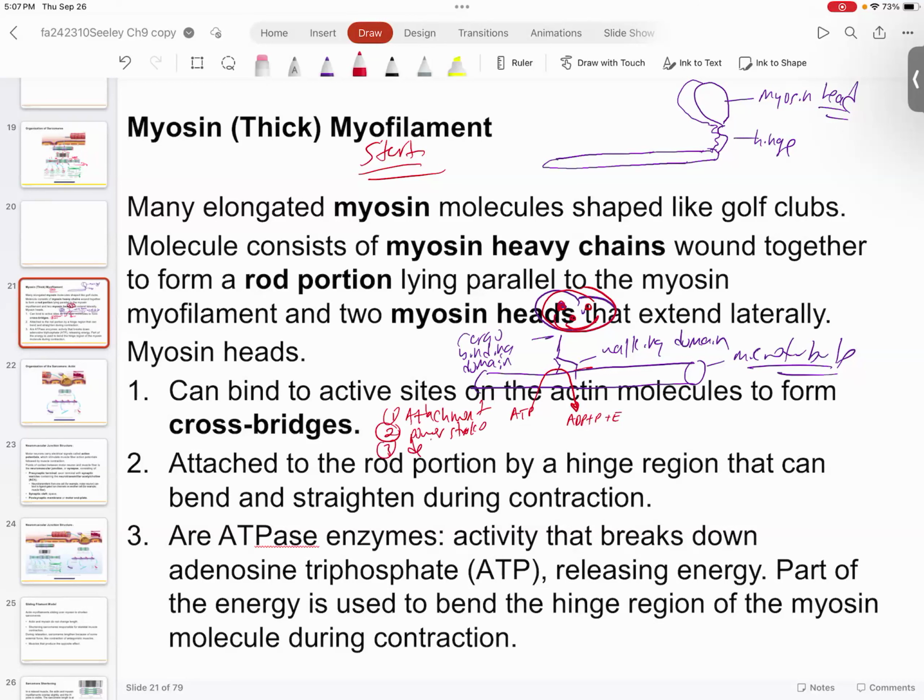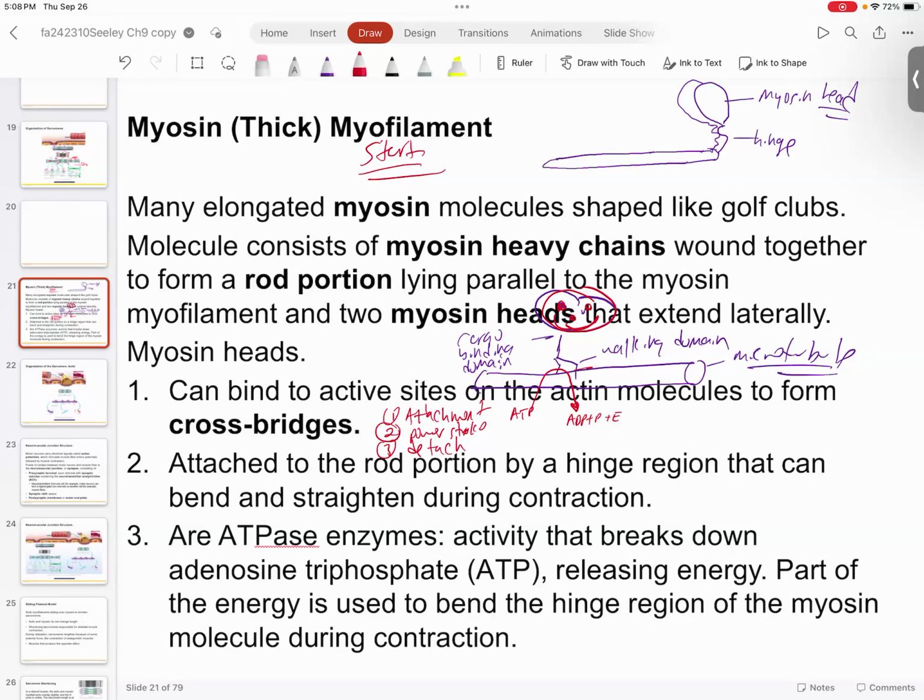And then after that, you have a detach. So you pull your foot off of the ground, only to do it all over again. You basically swing your foot forward, you attach, power stroke, detach. And then you pull your foot forward, attach, power stroke, detach. And that's the exact same thing that the motor proteins are doing. They need ATP to do that. By the way, you also need ATP to do that. So to walk, right? So you need energy to be able to walk as well.